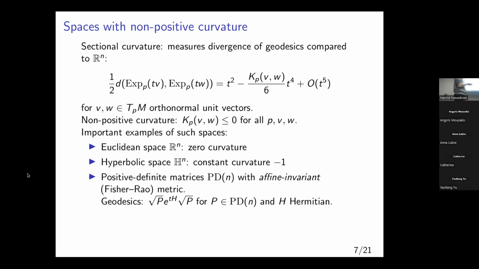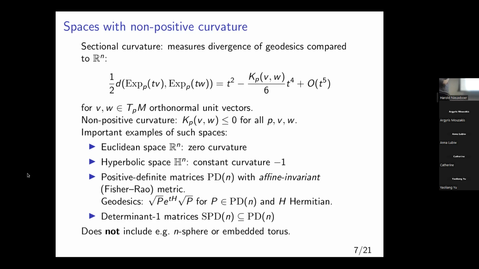The important thing is that the geodesics are not like, I take my matrix and I add t times a Hermitian matrix. Instead, the geodesics are like, I take the exponential, essentially through the identity, and then I move it to somewhere else. So this is an exponential version rather than addition. And there's a nice complex subset of this that we care about. Notably, this does not include the n-sphere or something like an embedded torus. The n-sphere has constant positive curvature, which you can find out by an explicit calculation.